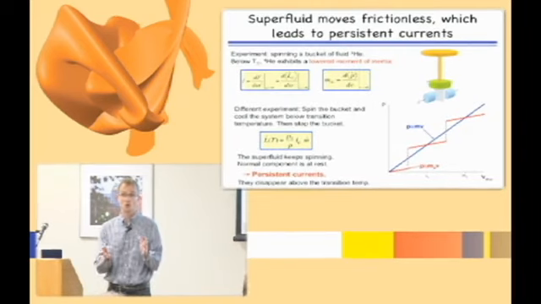What will happen is the normal part of your system will basically come to rest, and the superfluid fraction of your system will keep rotating. So you generate what's known as a persistent current. The superfluid flows frictionless. It doesn't care whether there is a normal component in the fluid. There's just a part that will keep spinning. It's very hard to get rid of that part.